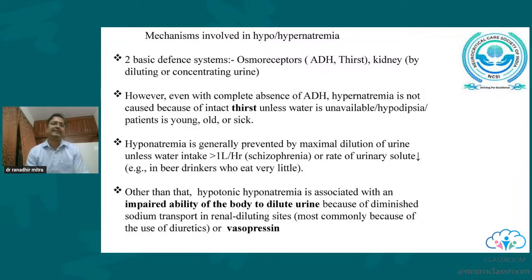So in that case, like in schizophrenia leading to primary polydipsia, or when solute intake is low, as in chronic alcoholic addicts, typically beer drinkers, they eat very little. Mostly they live on alcohol. So in those cases, urinary dilution cannot happen because of low solute, or the water excretion from the kidney is low. So in those cases, hyponatremia will occur.